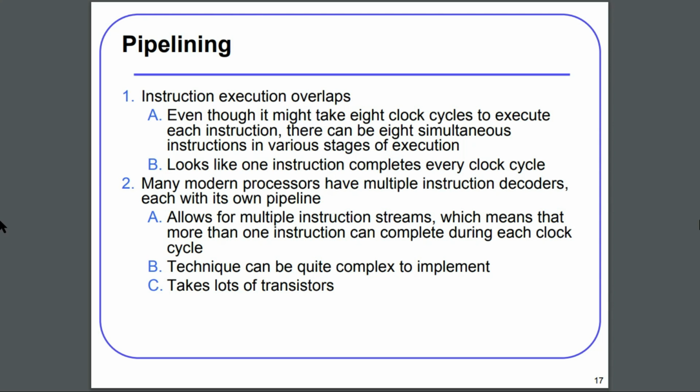So instruction execution overlaps. Even though it might take 8 clock cycles to execute each instruction, there can be 8 simultaneous instructions in various stages of execution. Looks like one instruction completes every clock cycle. Many modern processors have multiple instruction decoders, each with its own pipeline, so they allow for multiple instruction streams, which means that more than one instruction can complete during each clock cycle. The technique can be quite complex to implement and takes lots of transistors.